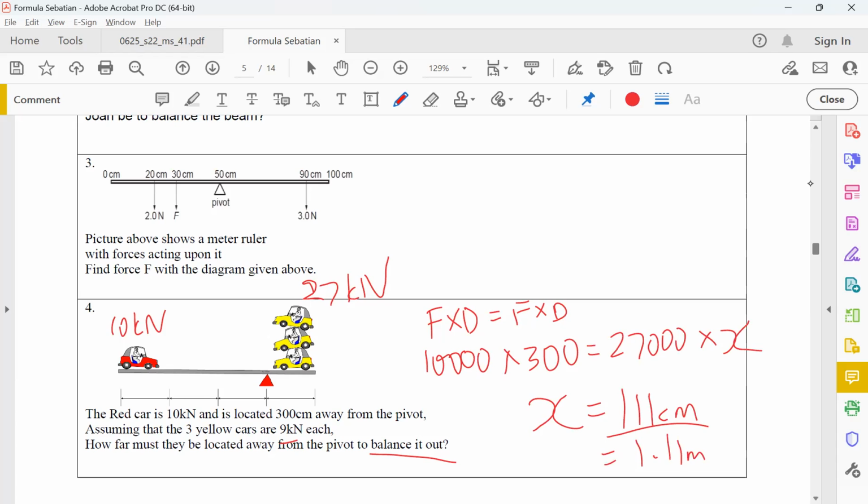Do you get this? What do you get? I wrote 9 instead of 27. Oh, you didn't see there's 3 cars, man. Yeah, I saw, but I forgot about it. Eh? Yeah. Each is 9 kilonewtons each here. Right, so you're supposed to get 1.1 meters away, or even 111 cm.